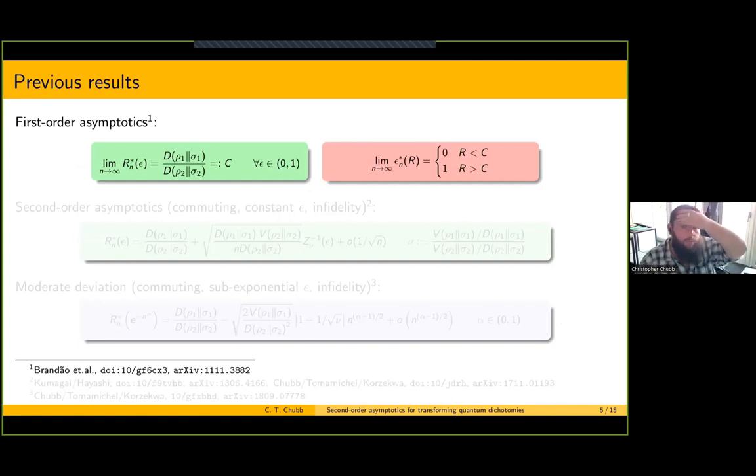Okay, so I'll briefly mention what previous results there are in this direction when it comes to these second order asymptotics. Before we go to second order, is first order, which is relatively simple, which is nice. Here the statement is that if I have some constant error, somewhere between 0 and 1, I fix the error to be a constant, and then I look at the rate asymptotically, I approach the ratio of these relative entropies, which for notational convenience I'm going to call C from here on out.